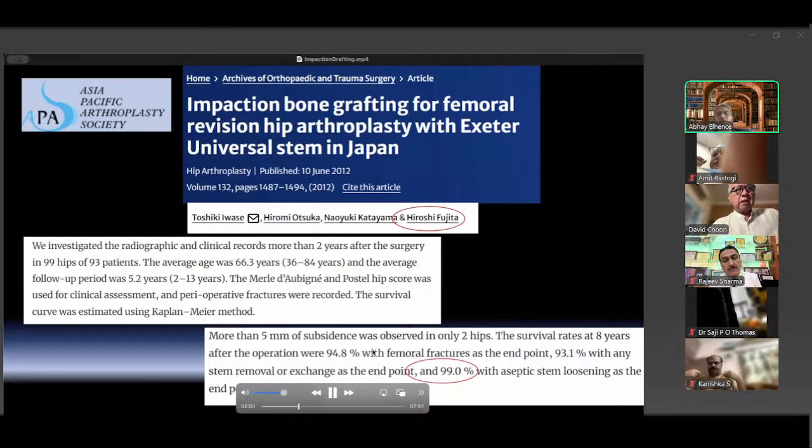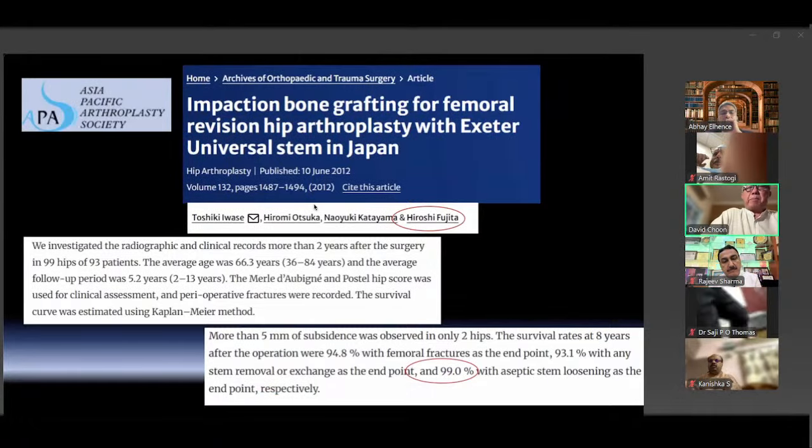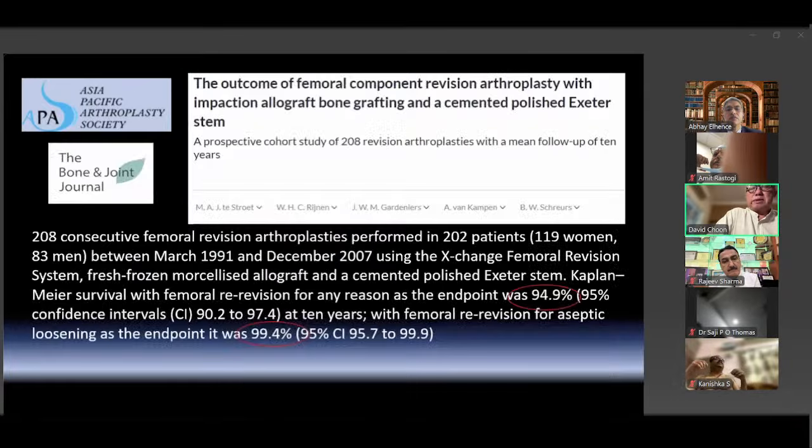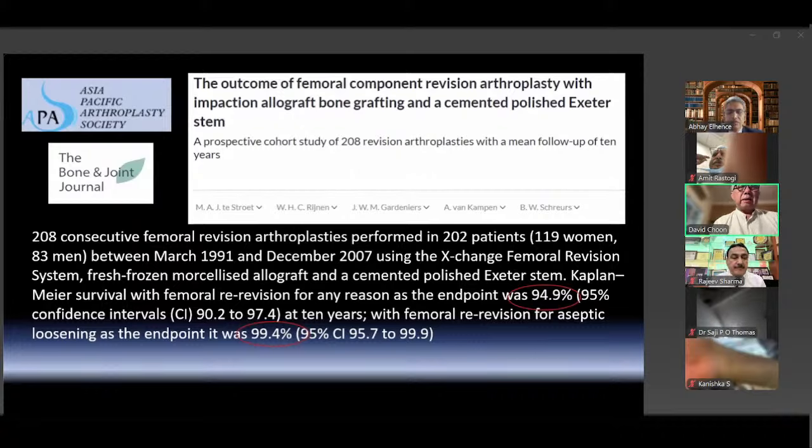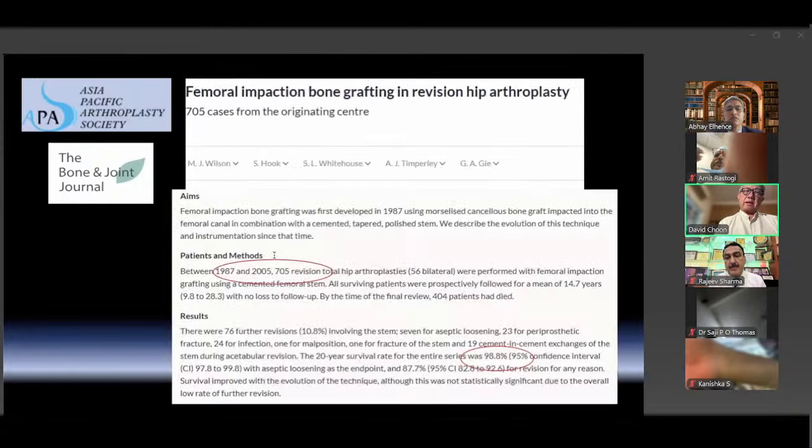Anyway, this is another paper from Japan. Hiroshi Fujita, my good friend, did this, and their follow-up is much shorter and also has very good results. This is the original study from Sloof et al., also with excellent results: 94.9% total overall survivorship and 99% at 10 years, which is their follow-up period. Lots of surgeons, lots of patients, and excellent results.